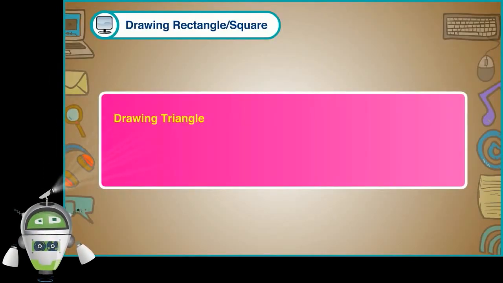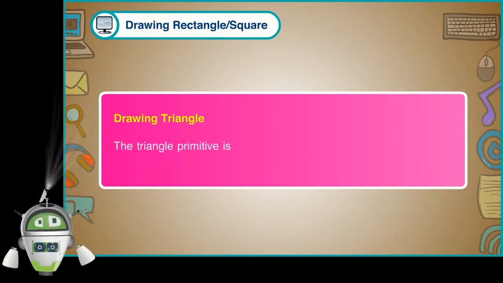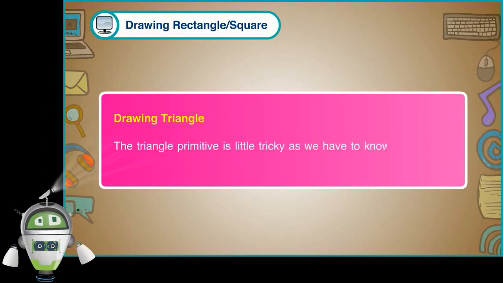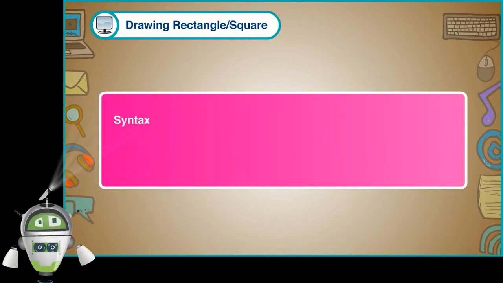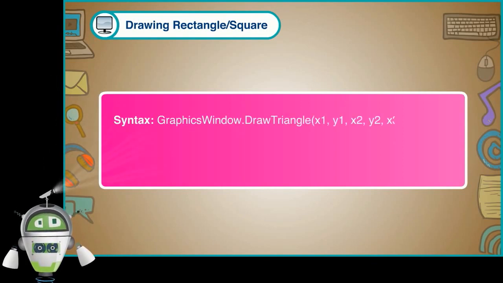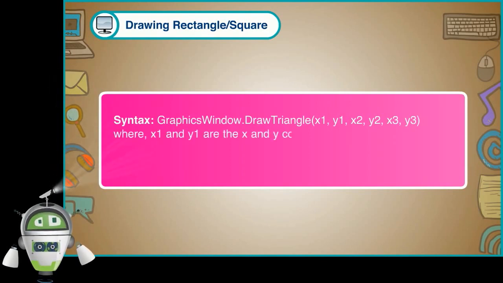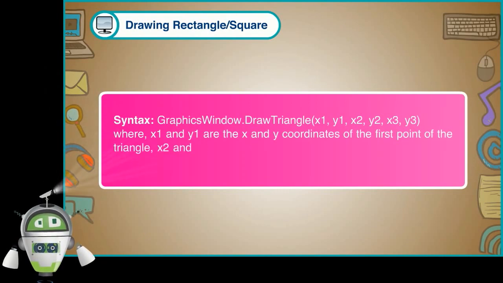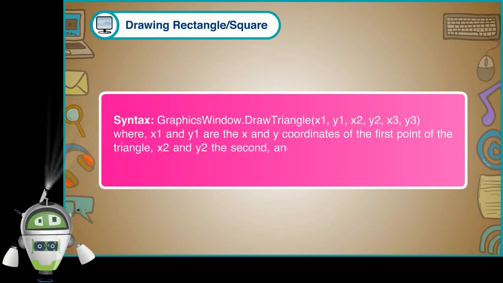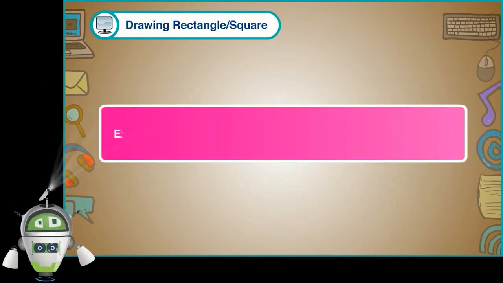Drawing triangle. The triangle primitive is a little tricky as we have to know where each corner will be placed. Syntax: graphics window dot draw triangle x1 y1, x2 y2, x3 y3, where x1 and y1 are the x and y coordinates of the first point of the triangle, x2 and y2 the second, and x3 and y3 the third points of the triangle.